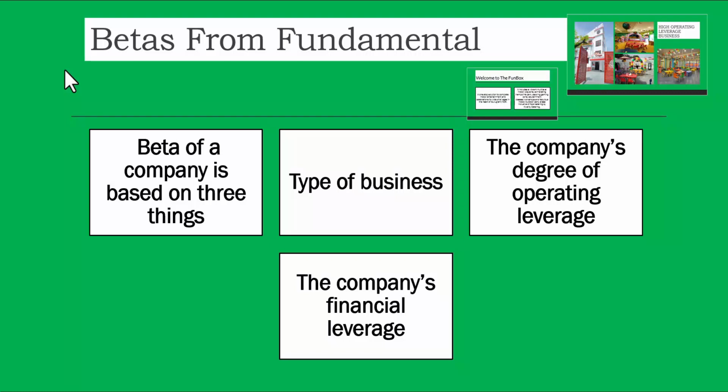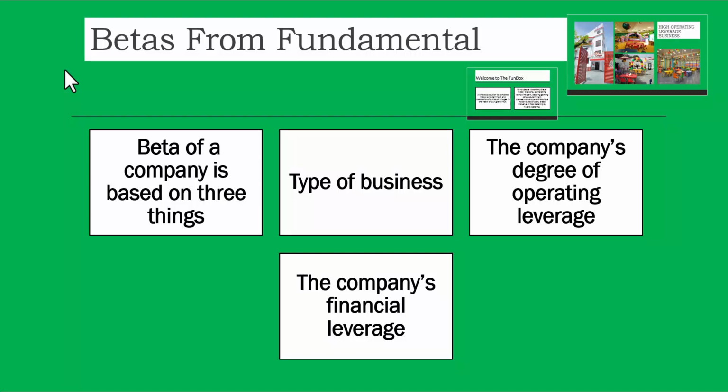Just let me finish this. This is very important. I'll have to repeat it tomorrow again. So there is the type of business, the degree of operating leverage and the degree of financial leverage. Now, the business plus the operating leverage is part of the business itself.